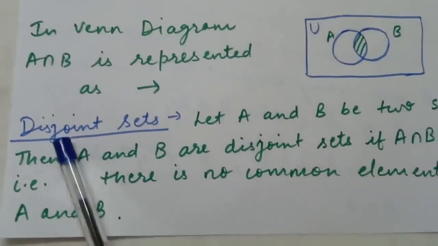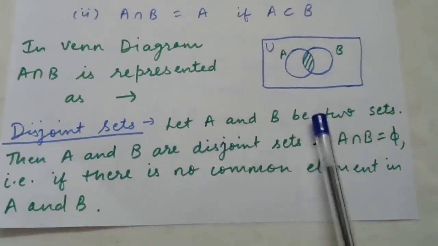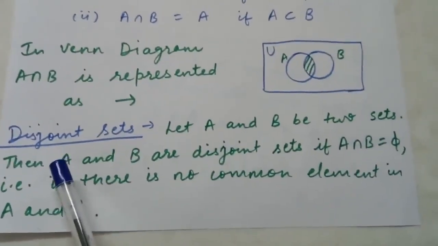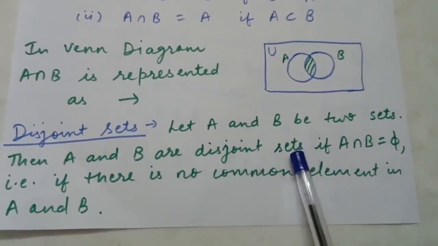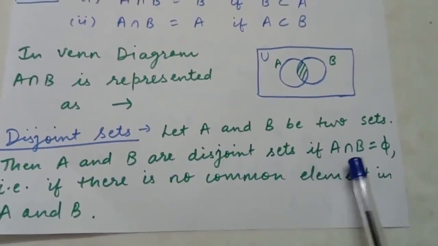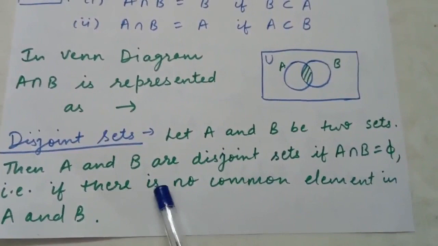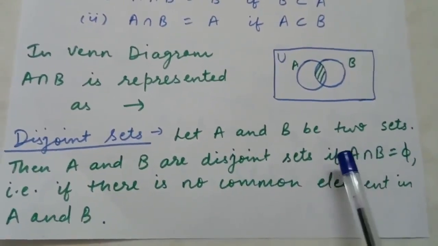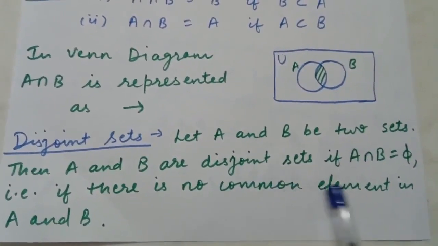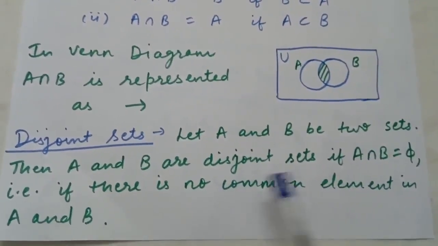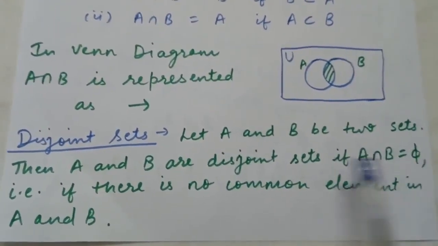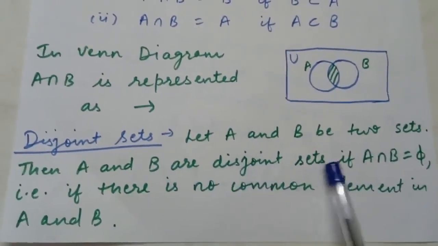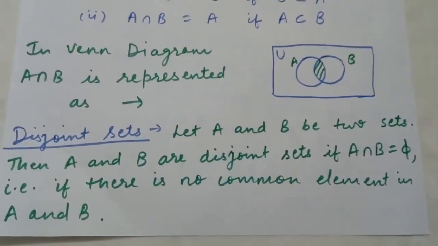Now comes the disjoint sets. Let A and B be two sets. Then A and B are said to be disjoint sets if A intersection B is phi. That is, if there is no common element in A and B. If A and B are two sets such that there is no common element between them, then their intersection will be phi and the sets are said to be disjoint sets.